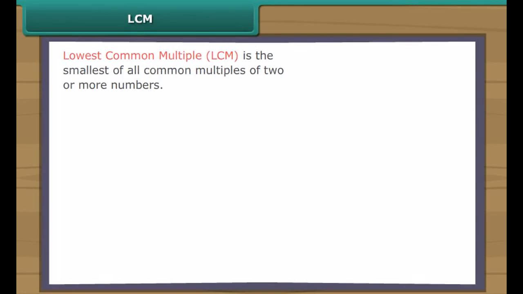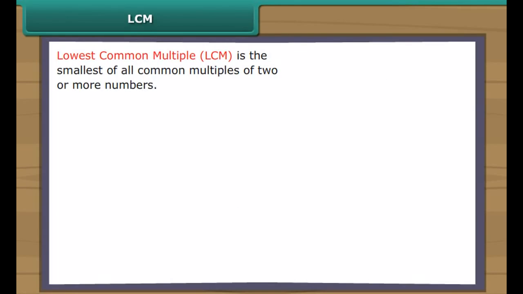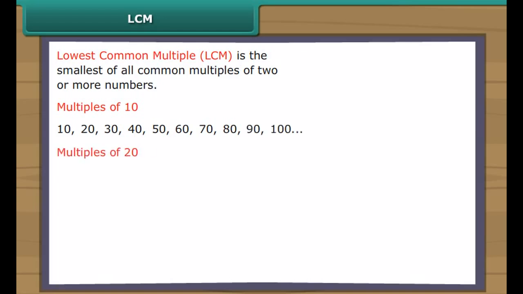LCM. Lowest common multiple, or LCM, is the smallest of all common multiples of two or more numbers. Let us identify the LCM of 10, 20 and 25. Multiples of 10 are 10, 20, 30, 40, 50, 60, 70, 80, 90, 100 and so on. Multiples of 20 are 20, 40, 60, 80, 100, 120 and so on.